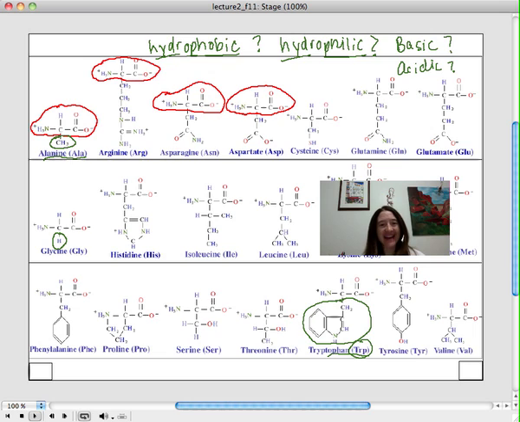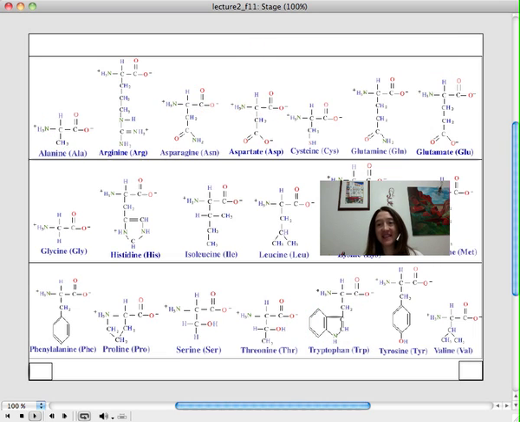Okay, welcome back. Let's go ahead and look and see if we can figure out which are our hydrophobic or water-hating amino acids first. In order to do that, I'm going to go ahead and erase things, and we're going to remind ourselves of what water looks like. So let's check it out. Water is going to be a molecule with 2 hydrogens and 1 oxygen.